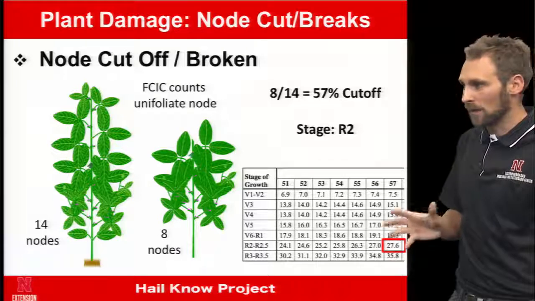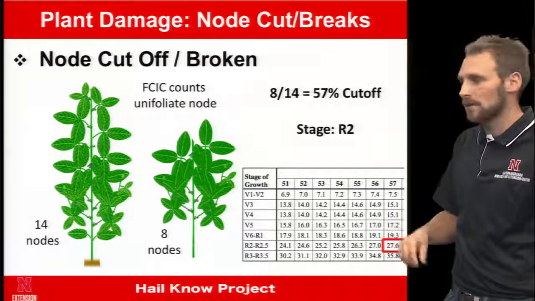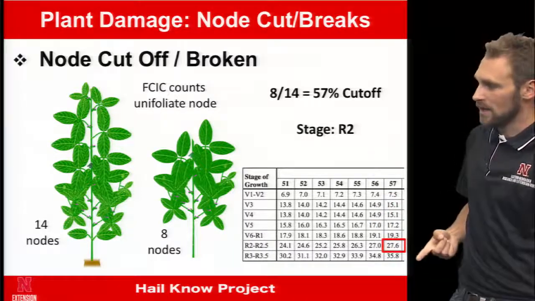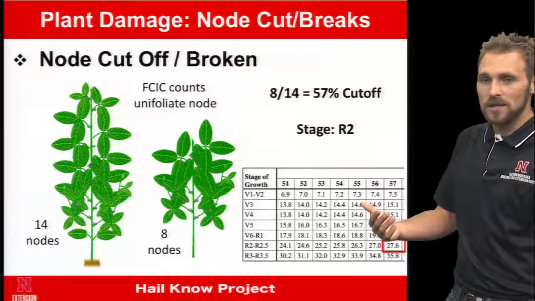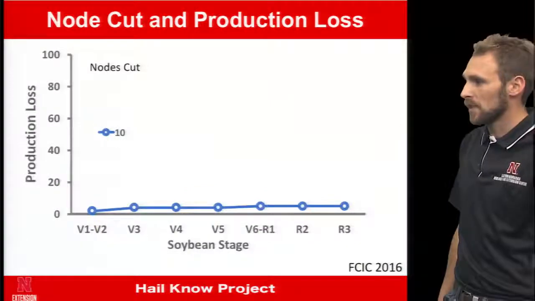This is not complete yet. If there was stand loss out there, we'd be accounting for that. We'd be adding our stand loss to this 27.6%. And because we're at an R1 stage, we're also going to do leaf defoliation on these plants.